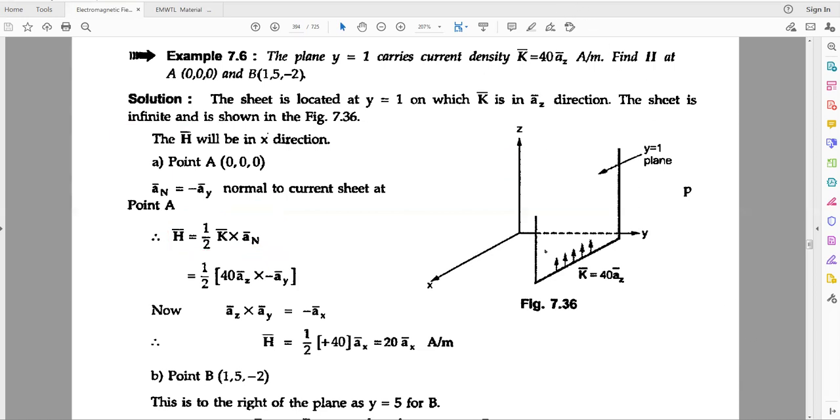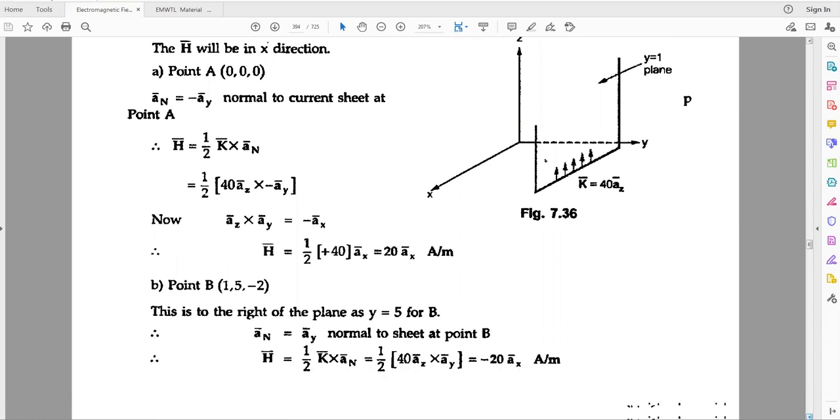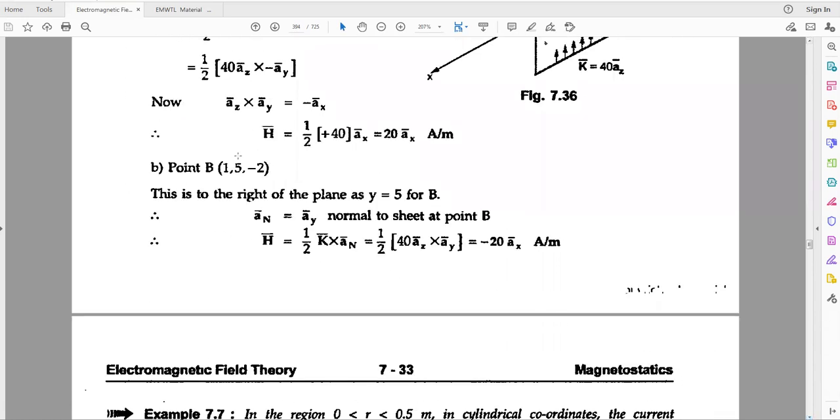Now at the point 1, 5, minus 2. 1, 5, minus 2 means the value of y is to the right of the plane y is equal to 1, at y equal to 5 for the B point. So now you can take this, A point is a positive value.